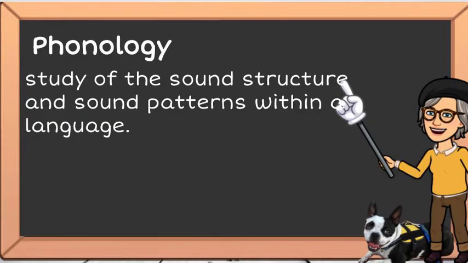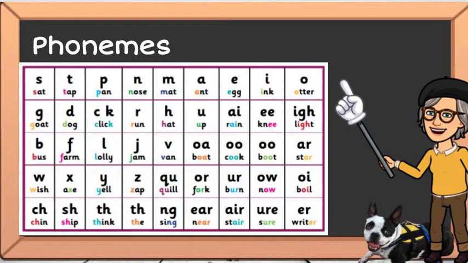Starting with phonology. Phonology is the study of sound structure and sound patterns within a language. When we're looking at reading, it involves the ability to connect the visual letters to the sounds that they make. Then we have phonemes. Phonemes are the smallest unit of sound within a language. They relate to numbers of sounds in a word, not the number of letters.